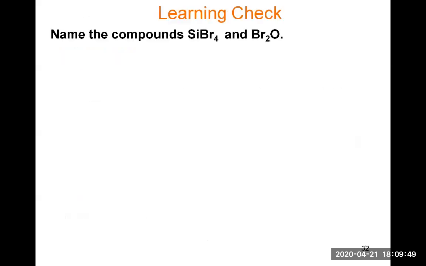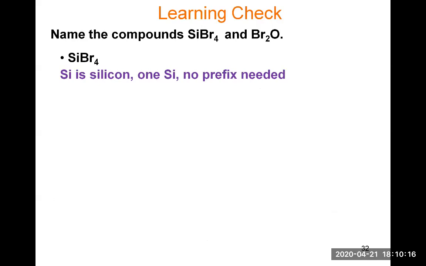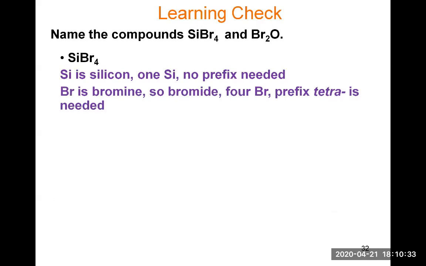Let's practice by naming the compounds SiBr4 and Br2O. So let's start with SiBr4. I want you to practice this on your own before you watch the answer. So Si here is silicon. There is only 1 silicon, so there will be no need for a prefix. We do not use mono in the first nonmetal. Br is the bromine. Bromine will become bromide. There is 4 bromides, so we will use the prefix tetra in front. And so together, this will be silicon tetrabromide.